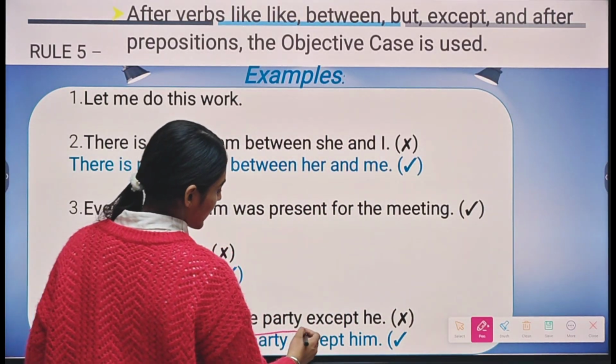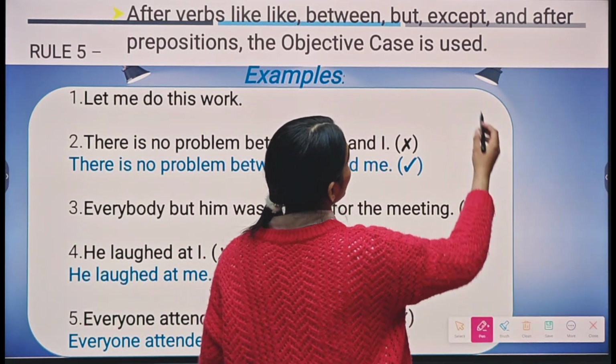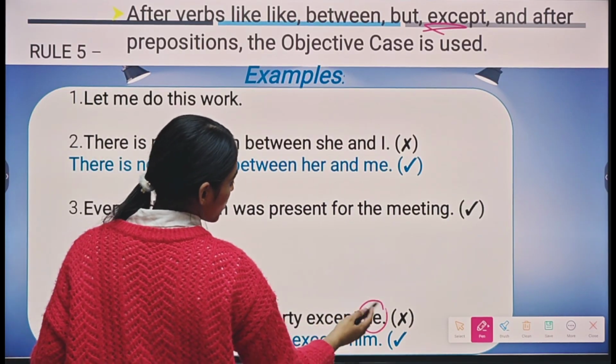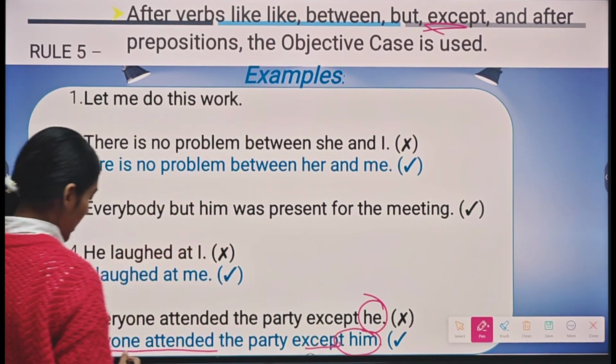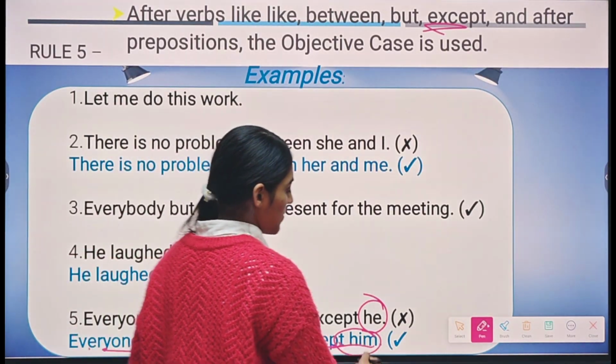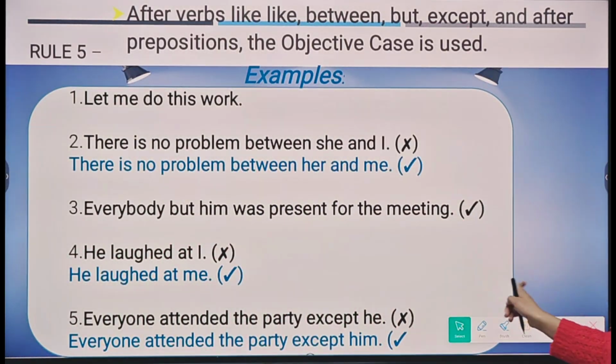Now let's see the last example. Everyone attended the party except he. As I taught you, after except we cannot use the subject form. Similarly, we will use the objective one. So we will use him: everyone attended the party except him. All right, now let's move on.